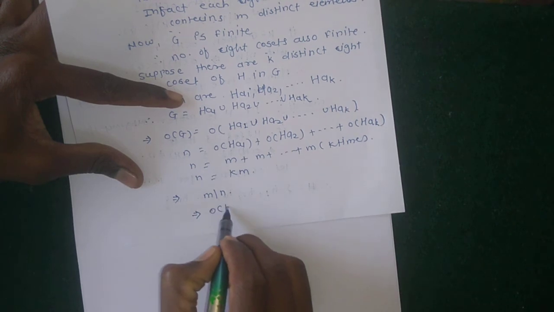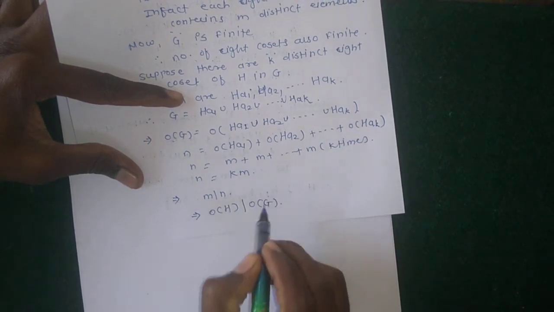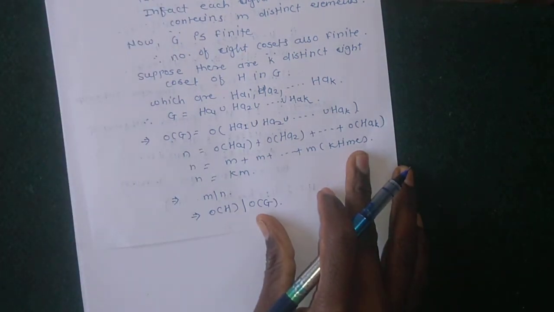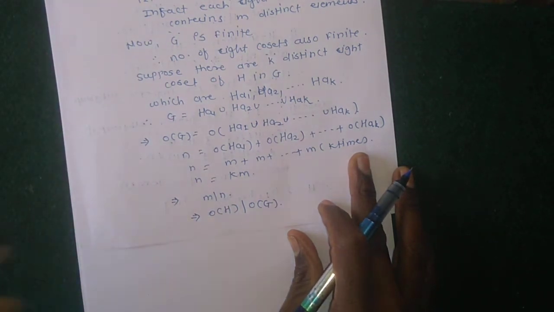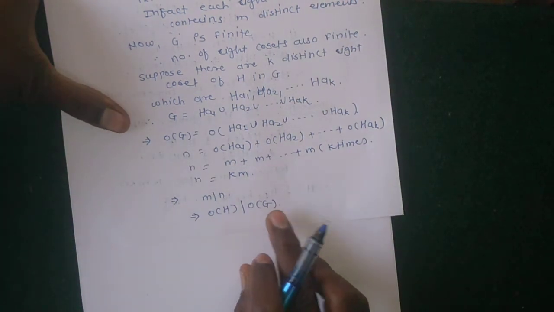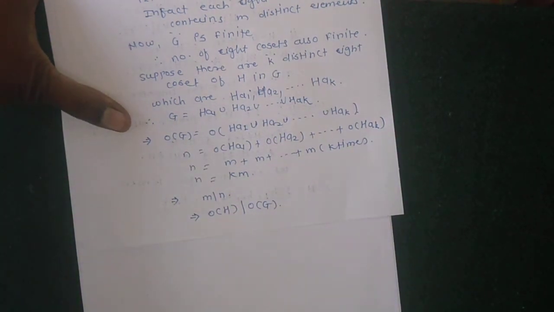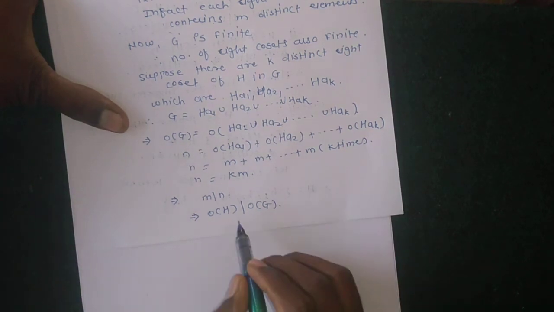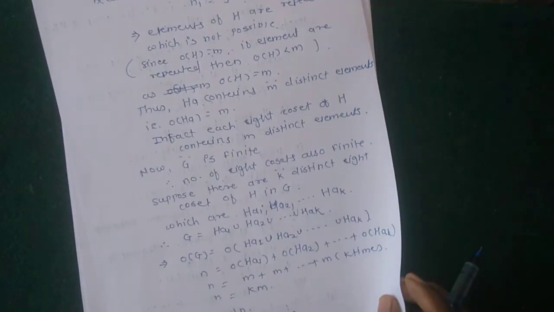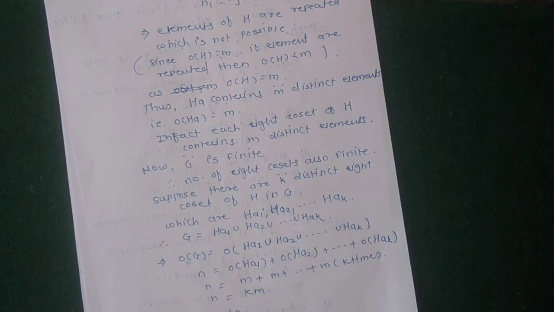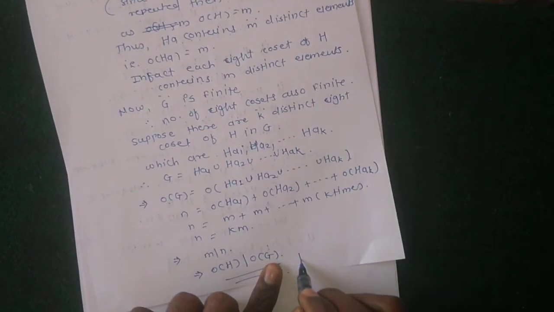But m is the order of H, and n is the order of G. So the order of H divides the order of G, or the order of G is divisible by the order of H. This is the proof of the theorem.